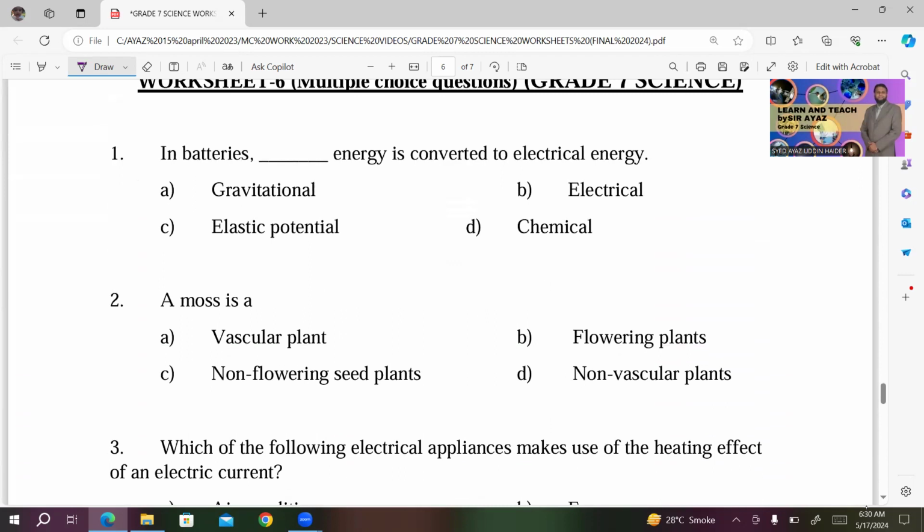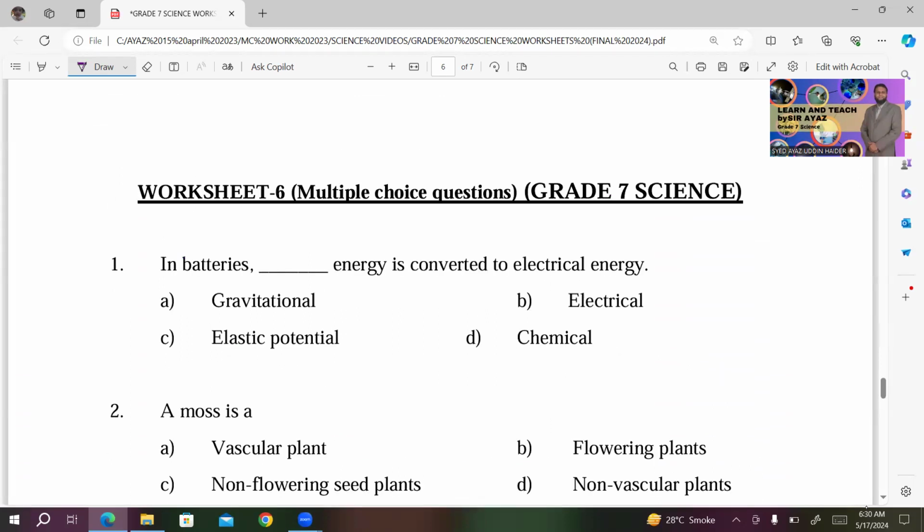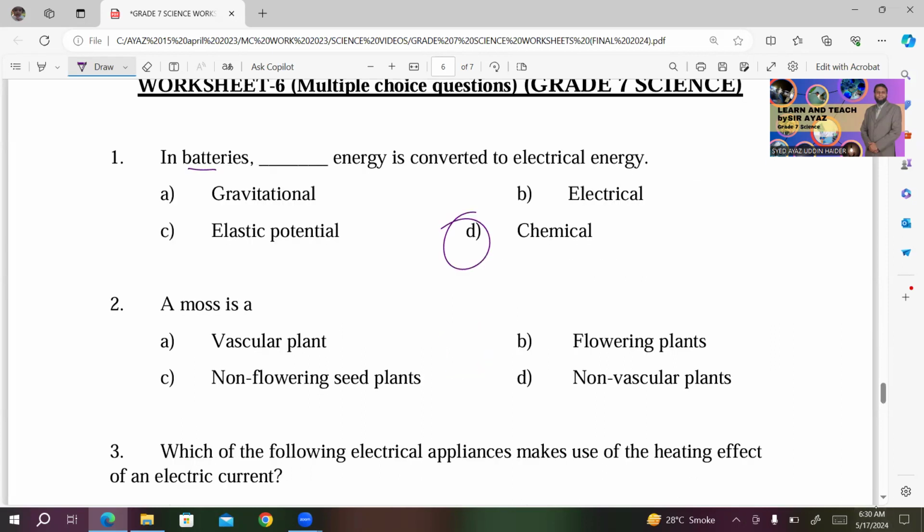Last worksheet, which is worksheet number 6, multiple choice questions. Number 1, in batteries, dash energy is converted to electrical energy. It's chemical energy. Number 2, a moss is a vascular plant, flowering plants, non-flowering seed plants, non-vascular plants. It's a non-vascular plant.